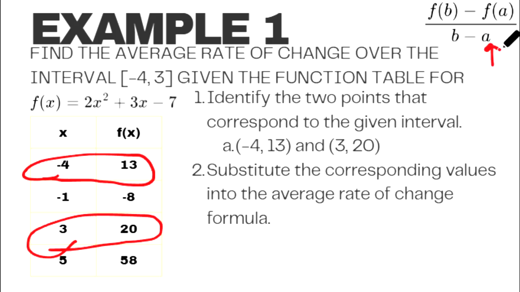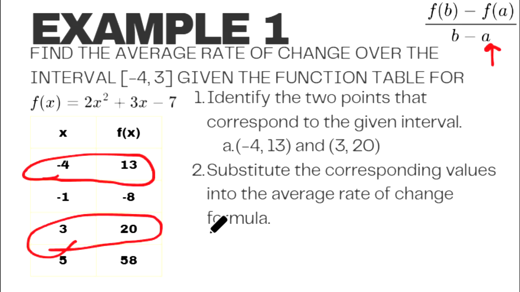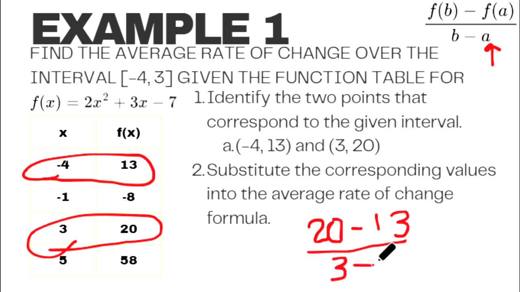That's this formula right here. Okay, it's f(b), so 20, minus f(a), which is 13. I believe this is all we have to do. And then b minus a. So 3 minus, and when we minus a negative, it becomes a plus, minus -4. 20 minus 13 is 7. 3 plus 4 is 7. So our average rate of change for this interval is 1.